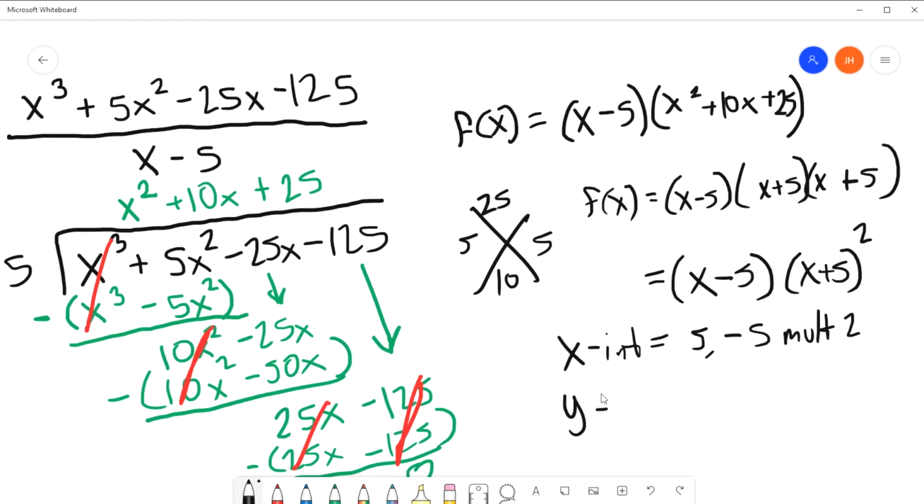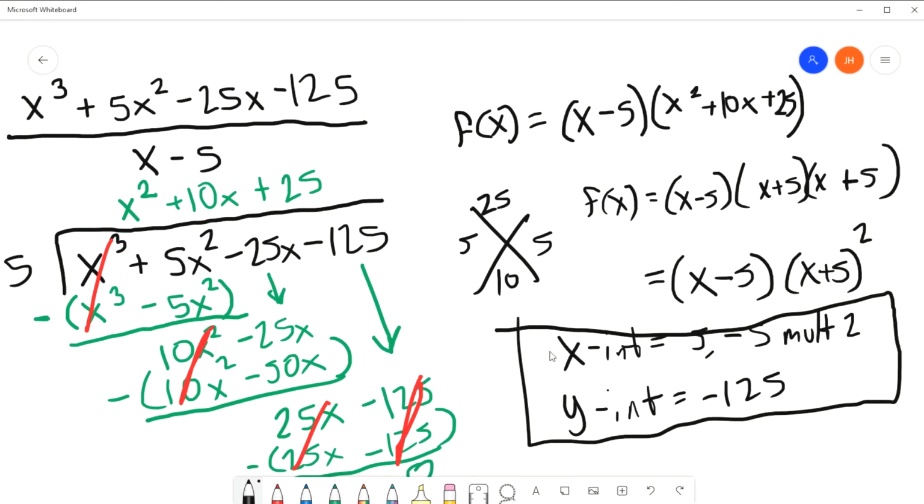I know the y-intercept because of what we've done previously. The y-intercept would be negative 125, right? The constant. And I could actually now, at this point in time, go ahead and plot my intercepts, understand the end behavior, and I could actually sketch the graph of this function.